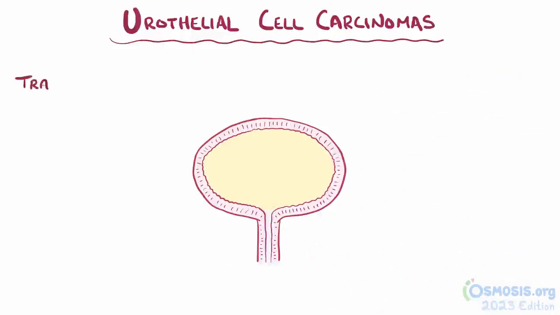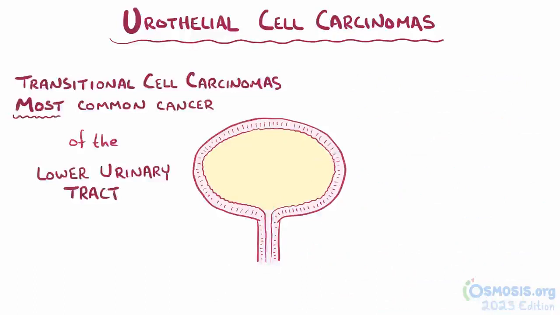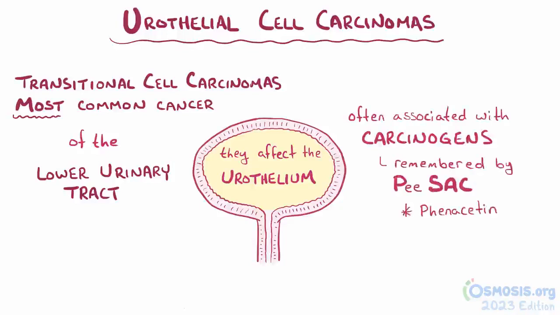Alright, to recap. Transitional cell carcinomas are the most common form of cancer in the lower urinary tract. These cancers affect the highly elastic urothelium and are often associated with carcinogens, remembered by PSAC: phenacetin, smoking, aniline, and cyclophosphamide.